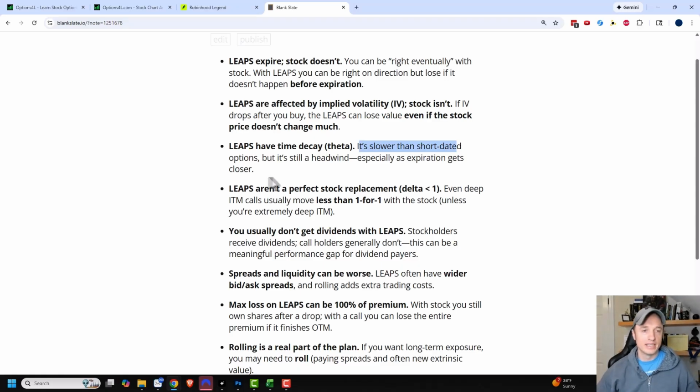Now I also want to point out that LEAPS aren't a perfect stock replacement. Like your delta is going to be less than 1, so even deep in the money calls usually move less than 1 for 1 with stock unless you're extremely deep in the money.